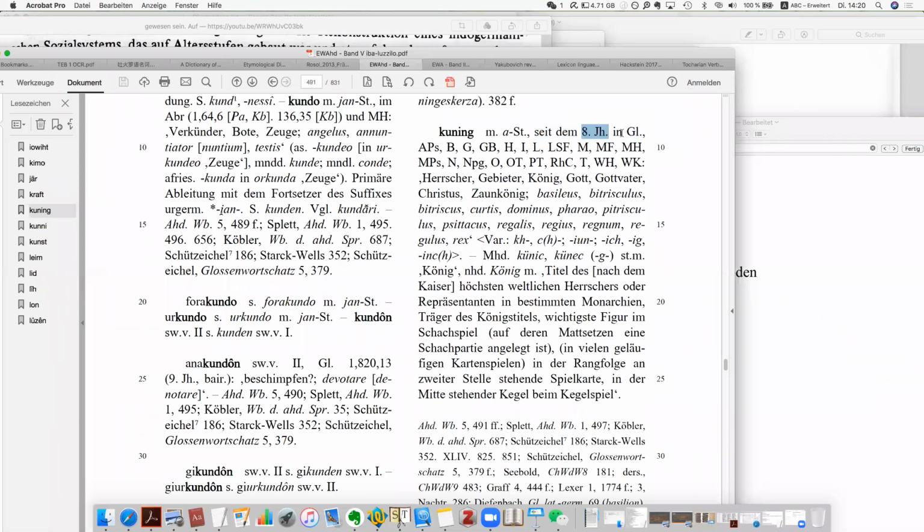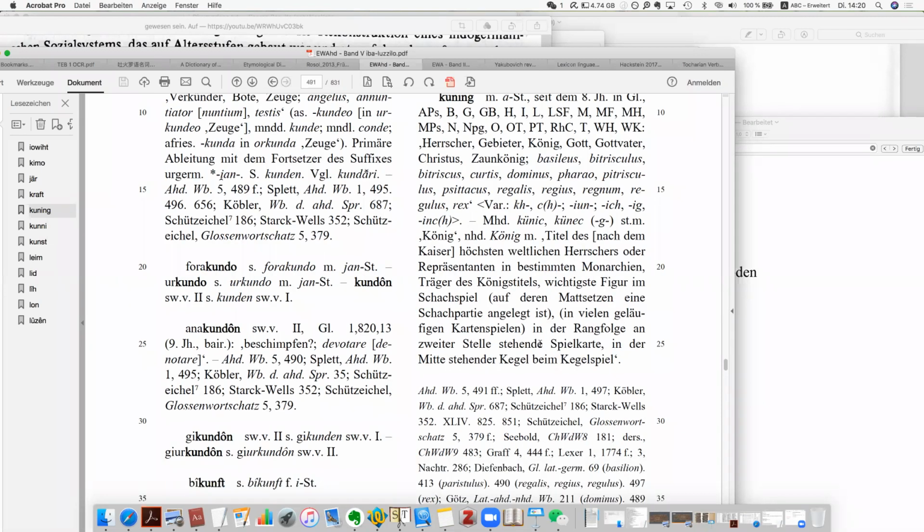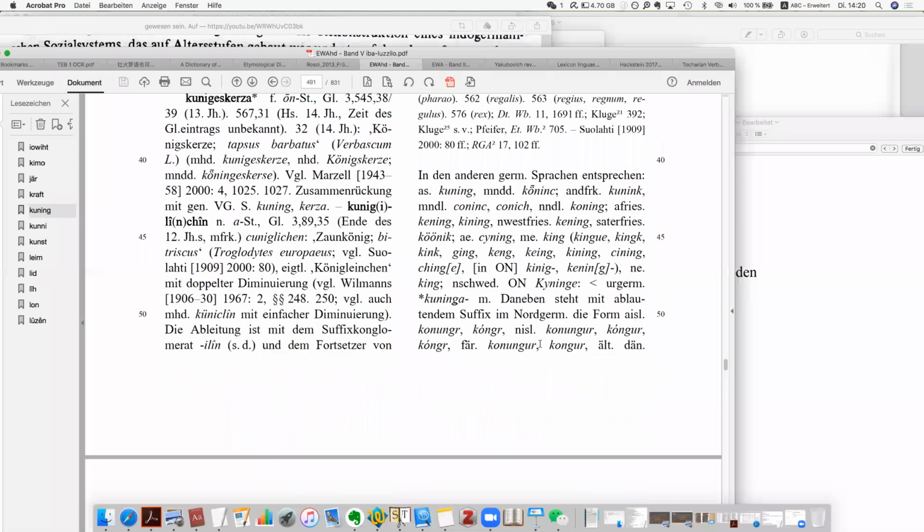So in the 8th century, in the glossaries to the Bible, of course, and then it is the translation of Basileus or Dominus or Rex, and so on, and also Pharaoh, it's also interesting. So this is actually the Latin word. You see, Latin word Basileus must come from Greek Basileus, right? So this is an Old High German word for König, and then let's move on to the etymological connection.